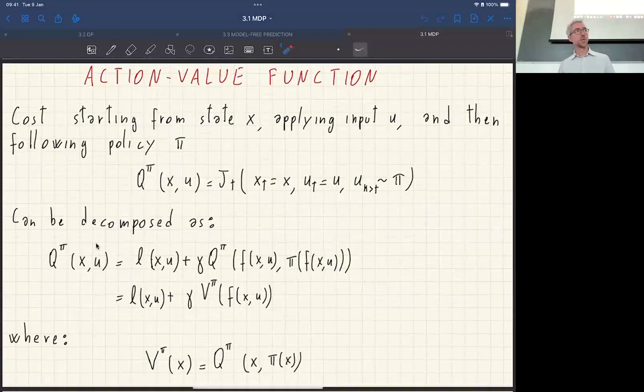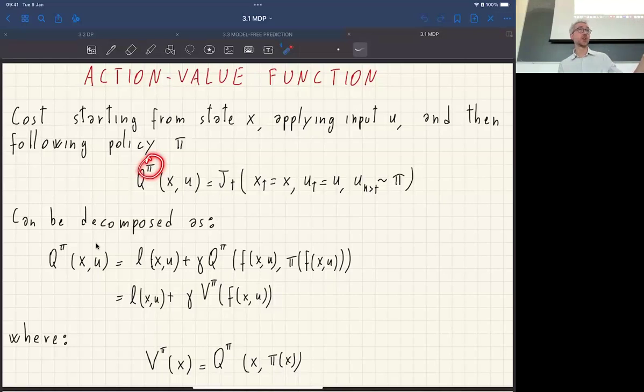Then a very important concept in Markov decision processes is the Q function, which is a function that maps a given state and a given control to a scalar. That scalar represents the total cost over an infinite horizon that you would pay if you start from the state x, you apply the control u, and then starting from the second time step, you follow policy pi. So it's actually a function of three things: the policy, the initial state, and the initial action.